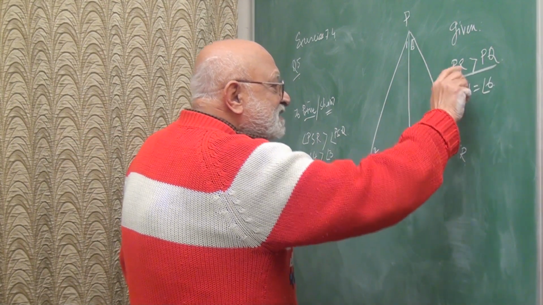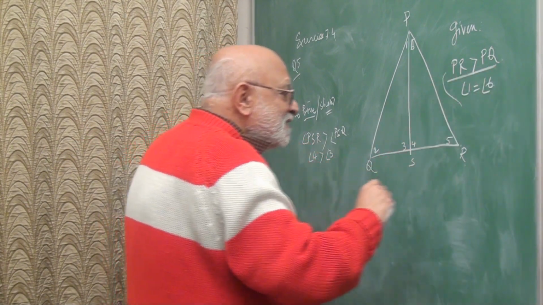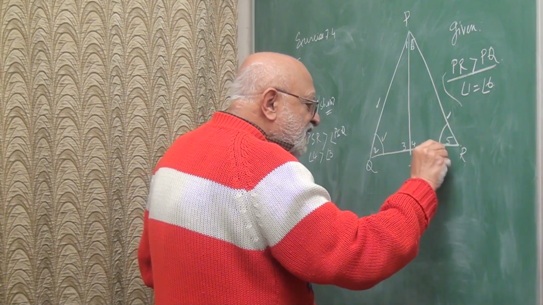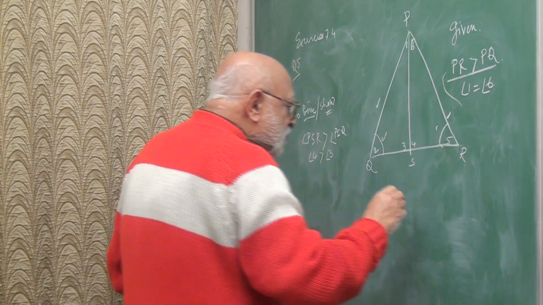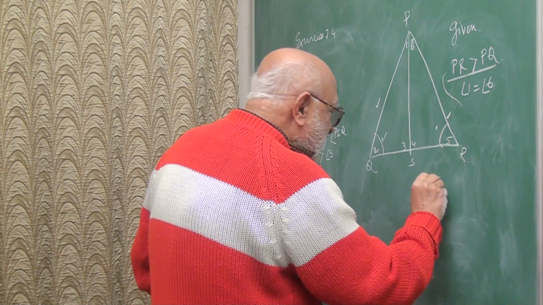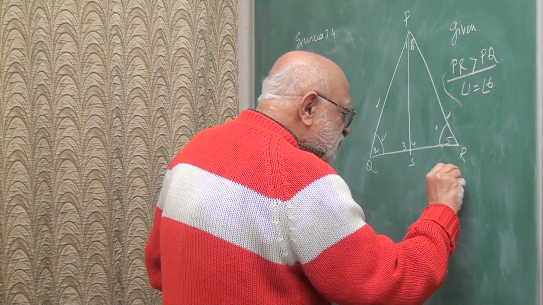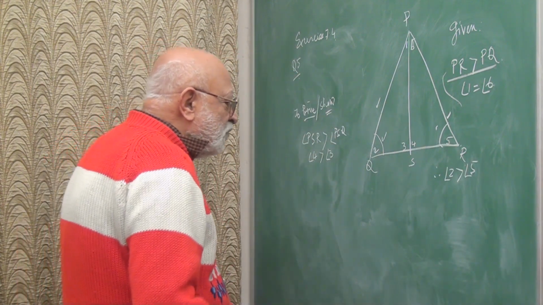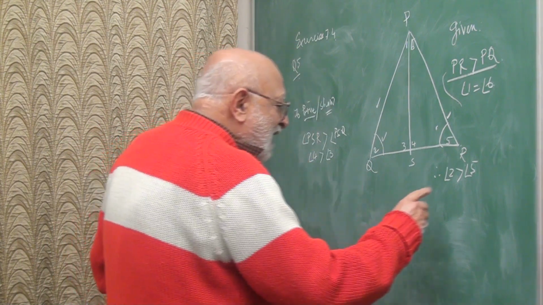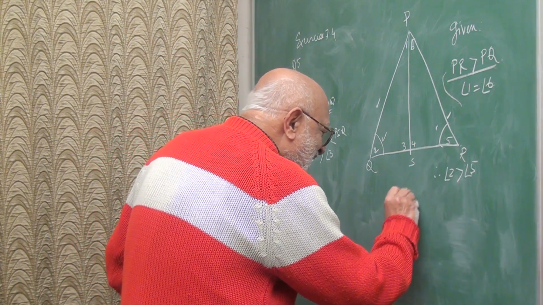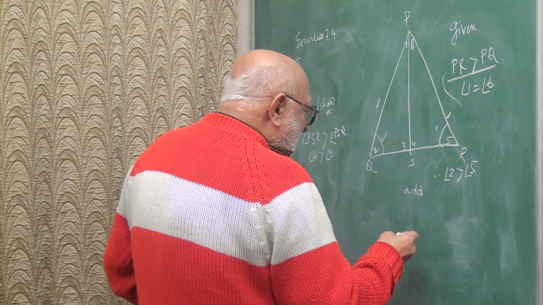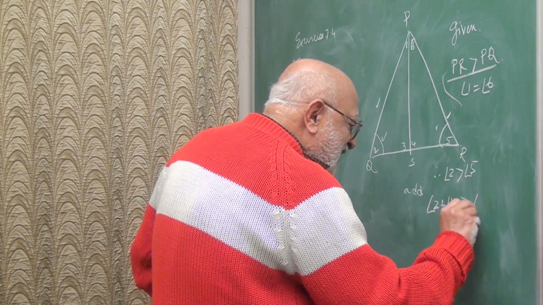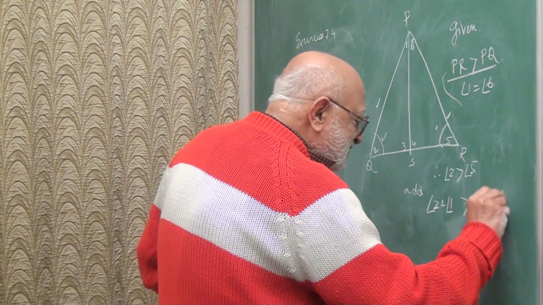If PR is greater than PQ, therefore angle 2 should be greater than angle 5. Okay, now what I do, in case of angle 2, I add angle 2 plus angle 1, that should be greater than angle 5 plus angle 6.